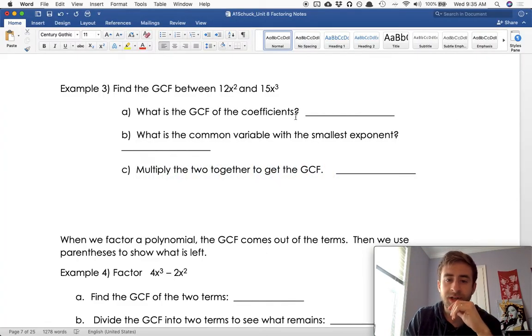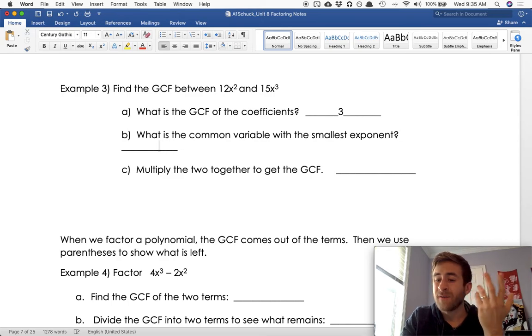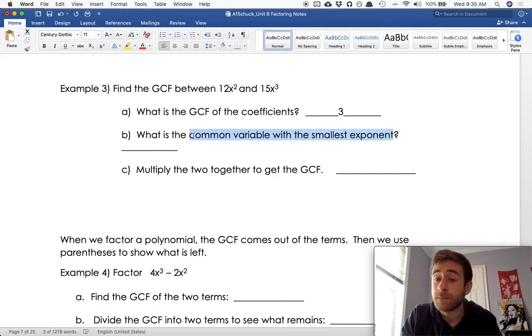So what we're going to say is the GCF for the coefficients, we just figured out really quick, was 3. And then we're looking for the GCF between the variables, which really you're just finding the common variable with the smallest exponent. So they both share an x variable. The one with the smallest exponent is this x squared.